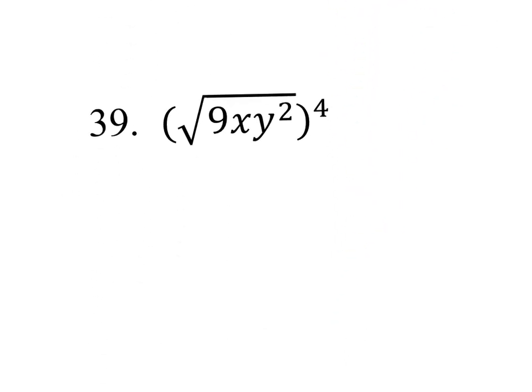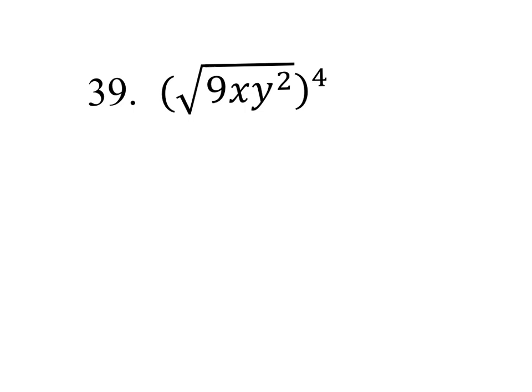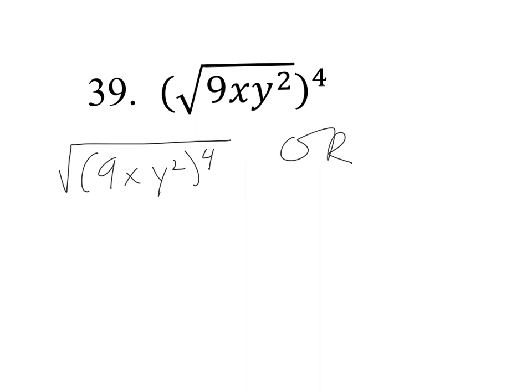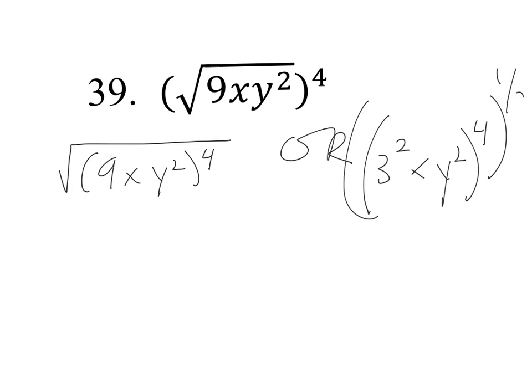Next one, 39. So this is the square root of 3 squared xy squared to the 4th. Again, I'm going to show you two ways that you could do this. Well, the first thing I can do, because a root and an exponent, I can interchange them. So I could rewrite this as the square root of 9xy squared to the 4th power, or rewrite this as 3 squared xy squared to the 4th power raised to the 1/2 power. Both of these are the exact same thing. So we're going to solve both of them.